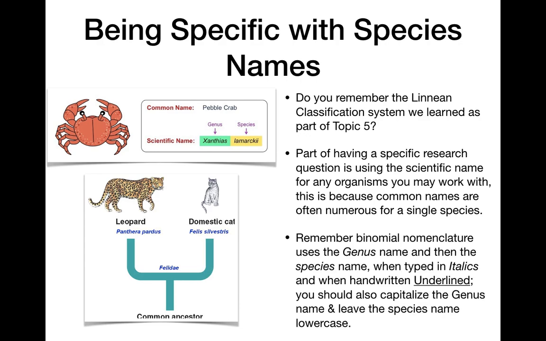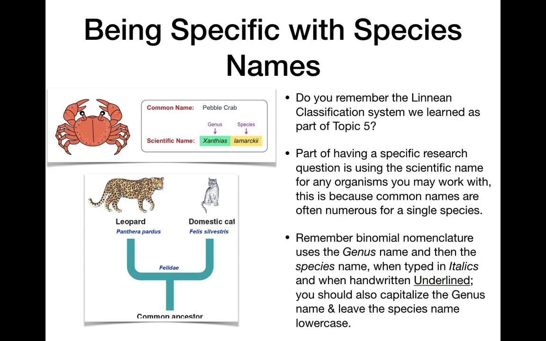Now, when you're writing this name, you need to make sure you have the genus name and then the species name. Okay, so here's some examples. Panthera pardus and Felis silvestris are two different cats in the family Felidae. And you notice the format. When you type a scientific name, it's always italicized. If you write it by hand, which you won't really do for your IA, but it's a good habit to get into for IB exams and unit tests and stuff, you underline the name.